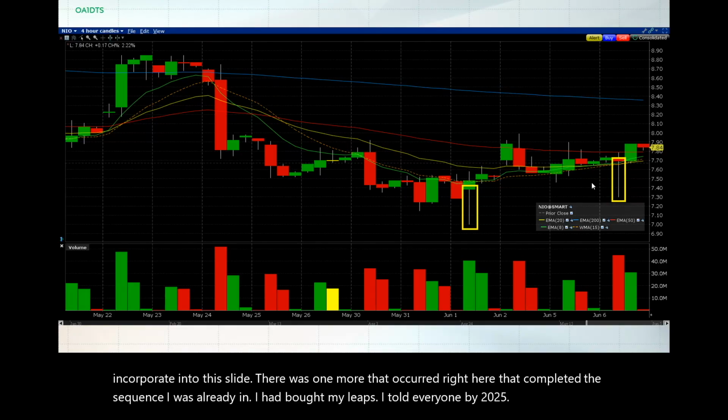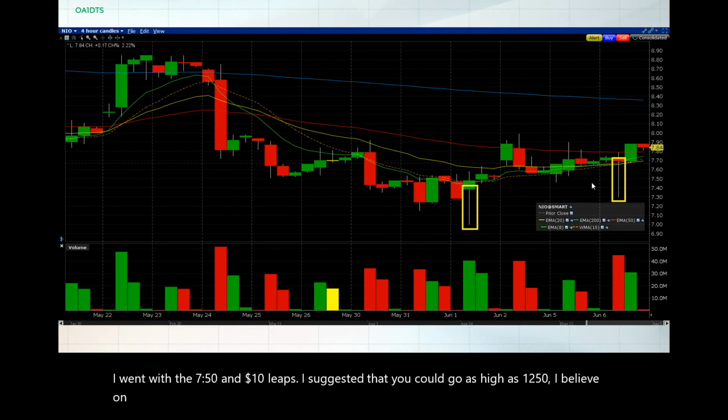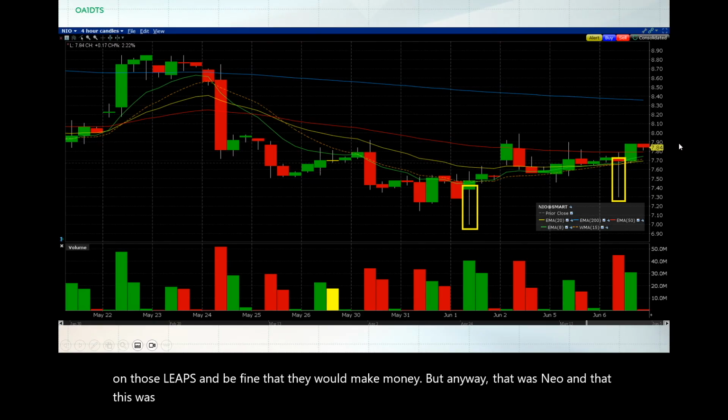I went with the $7.50 and $10 LEAPS. I suggested that you could go as high as $12.50, I believe, on those LEAPS and be fine, that they would make money. But anyway, that was NEO, and this was their lows reversal into the move upward.